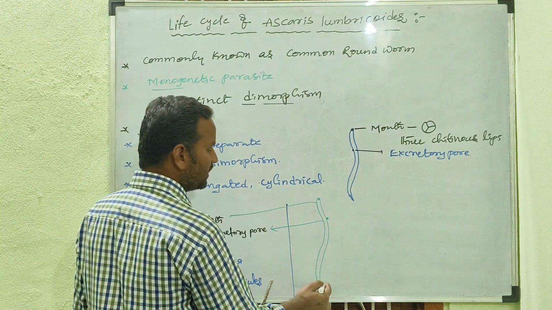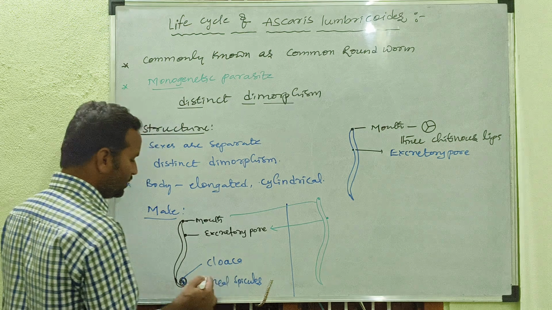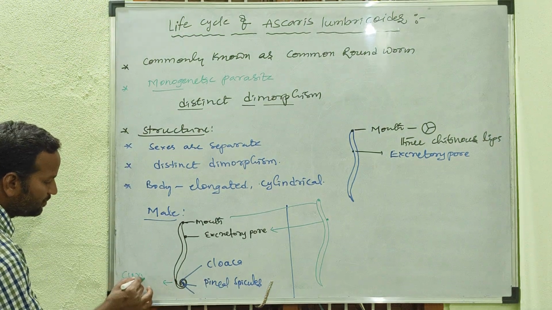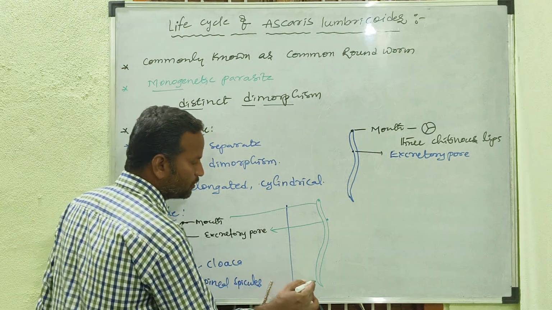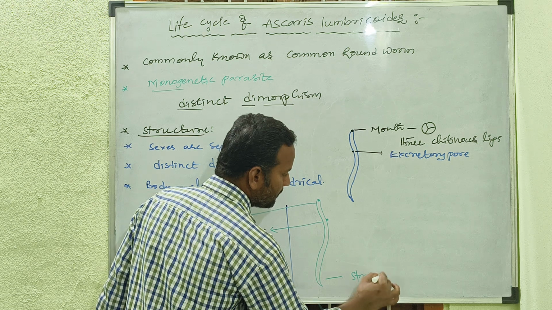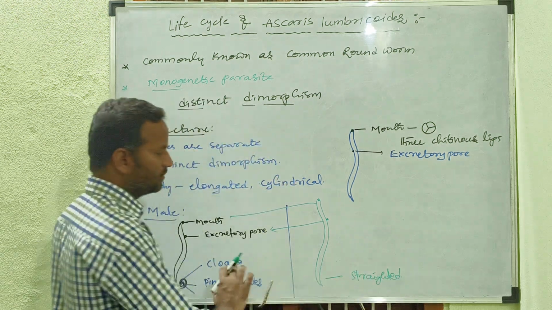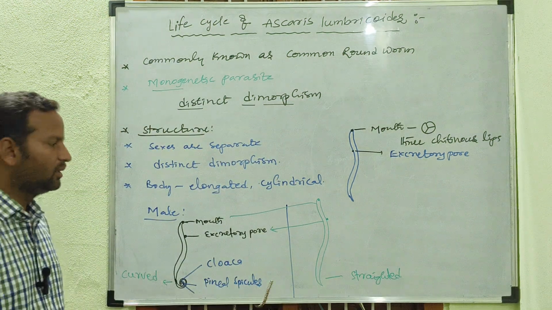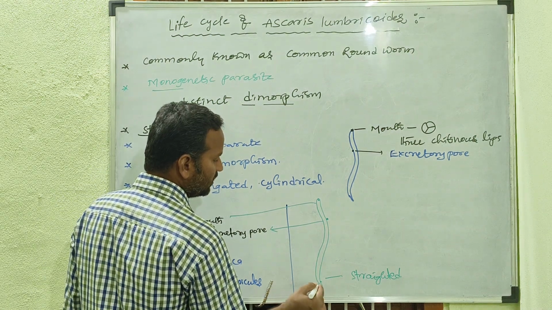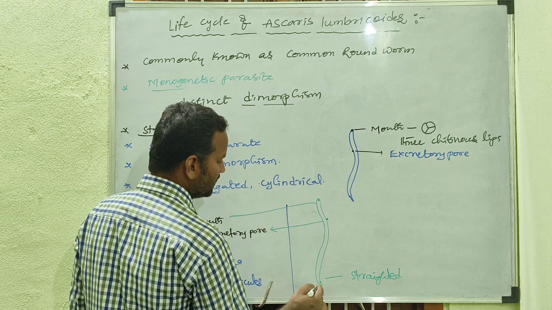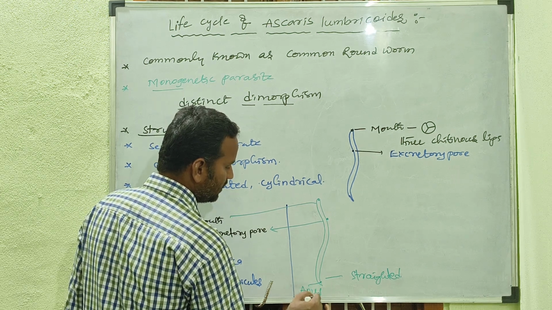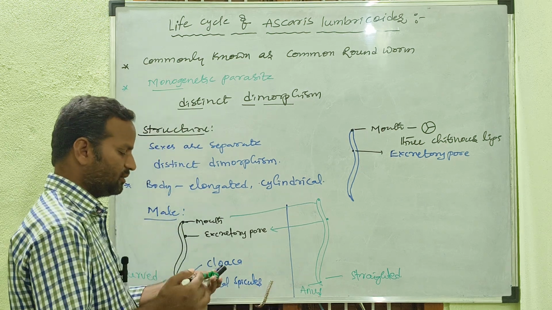But the posterior end is what? In the female it is straight, but in the male the posterior end is curved. That is the major difference between males and females. Near the posterior end there is a small aperture called the anus, in which the cloaca is present.